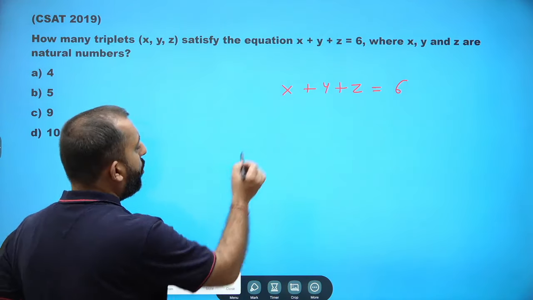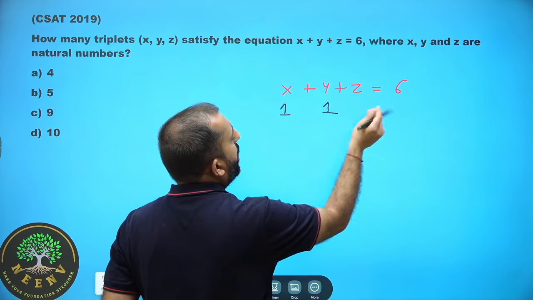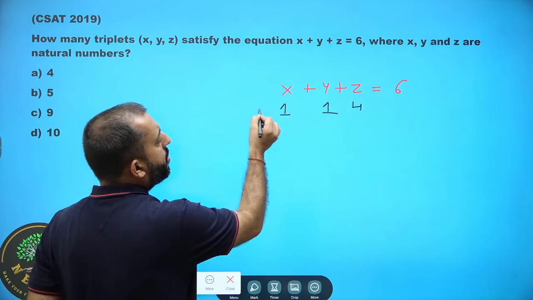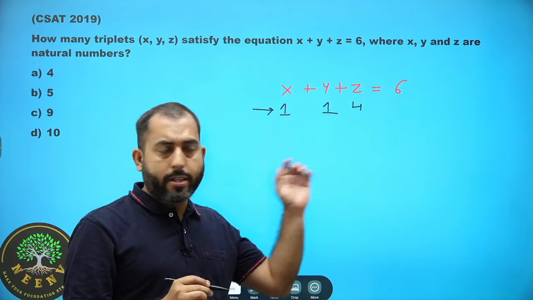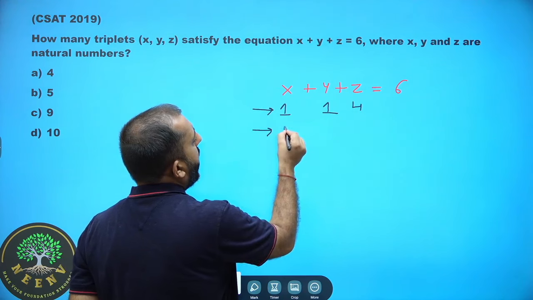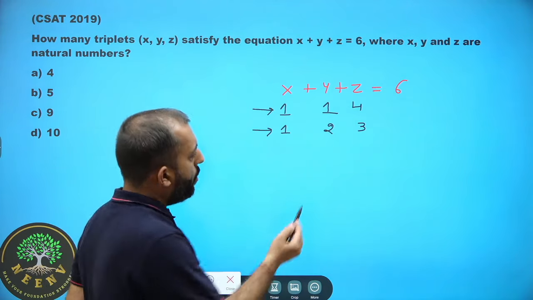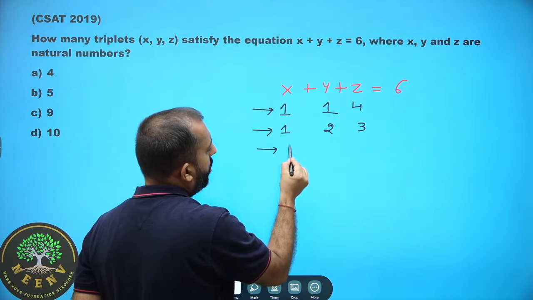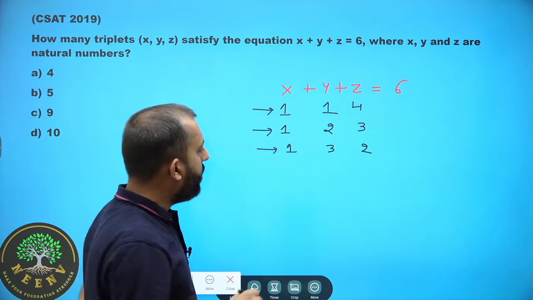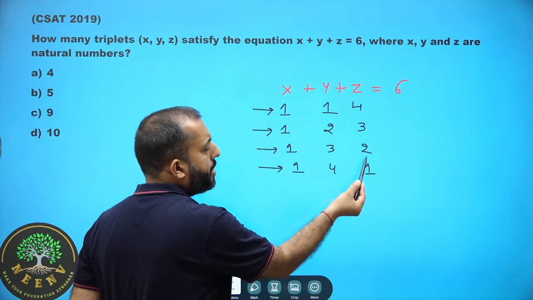So the smallest value of x can be 1. So assume x is 1, y is 1. To make x plus y plus z equal to 6, z has to be 4. So this is the first such triplet in which the sum is 6. x is 1, y is 1, z is 4. So 1 plus 1 plus 4 is 6. Now x is 1, y is 2, then z will automatically become 3. This is the second triplet. 1 plus 2 plus 3 is 6. Now 1 plus 3 plus 2, x is 1, y is 3, z is 2. This is the third triplet. Then 1 plus 4 plus 1, 1 plus 4 is 5, plus 1 is 6.